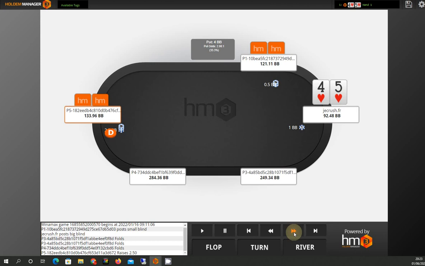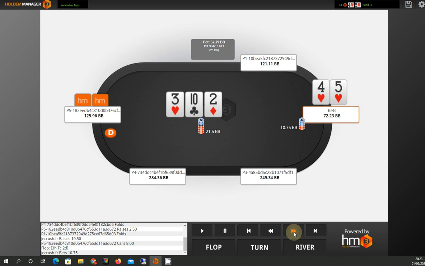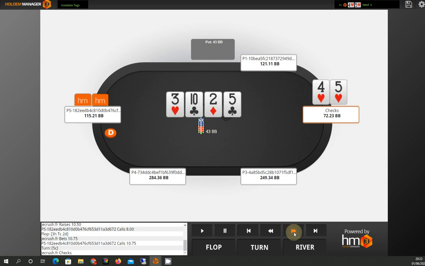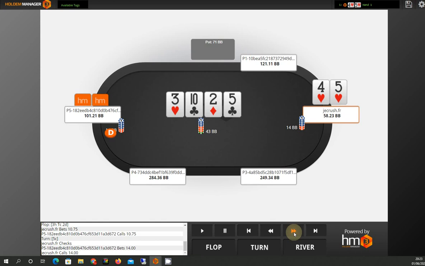So let's review the spot very quickly. The button opens, I 3-bet, he calls, the flop comes 10, 3, deuce, rainbow, I c-bet half pot, he calls, the turn comes a 5, I check, he bets 1/3 of the pot, I call. I explained in the last video all the thinking process behind all the actions so far.